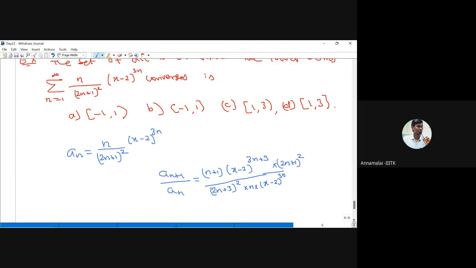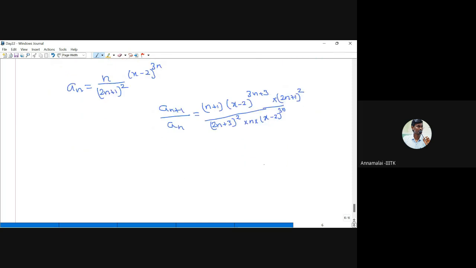Now we can cancel something. So we can cancel (x-2)^{3n}. Okay, and so we can take n outside from the first term. We get n into (1 + 1/n), and we cancel (x-2)^{3n}. Therefore remaining is (x-2)^3, just 3. And the last term we can take n outside.